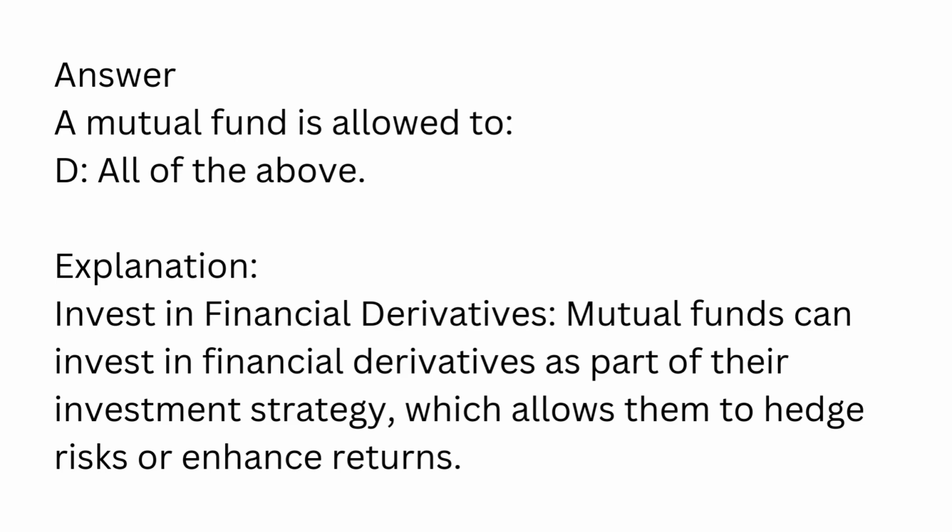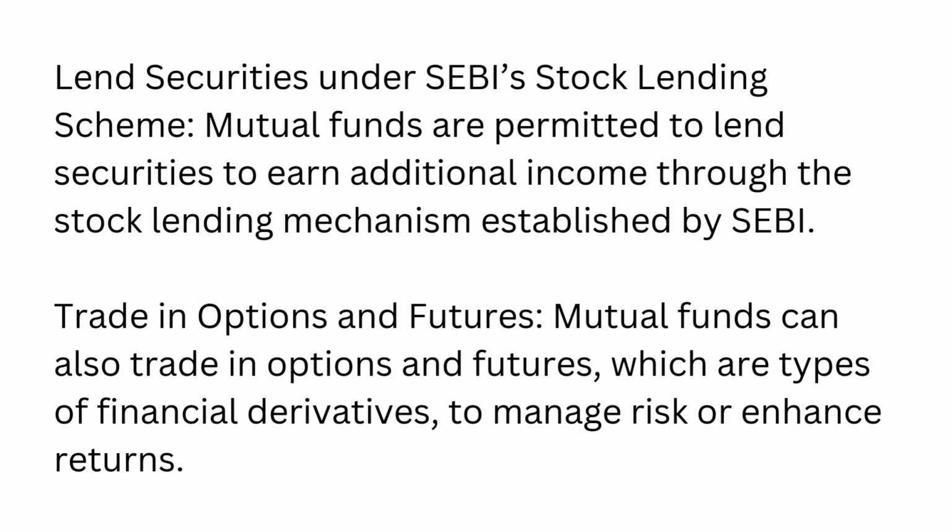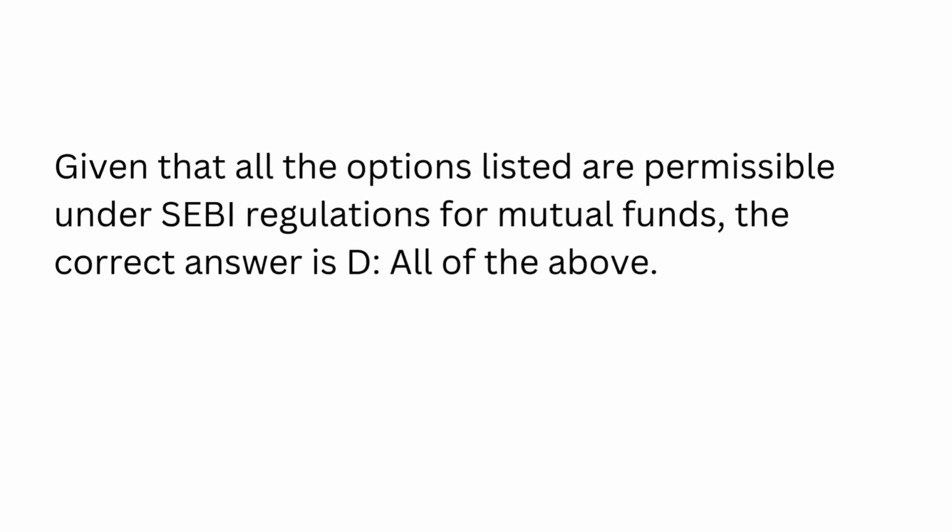Invest in financial derivatives. Mutual funds can invest in financial derivatives as part of their investment strategy, which allows them to hedge risks or enhance returns. Lend securities under SEBI stock lending scheme. Mutual funds are permitted to lend securities to earn additional income through the stock lending mechanism established by SEBI. Trade in options and futures. Mutual funds can also trade in options and futures, which are types of financial derivatives, to manage risk or enhance returns. Given that all the options listed are permissible under SEBI regulations for mutual funds, the correct answer is D, all of the above.